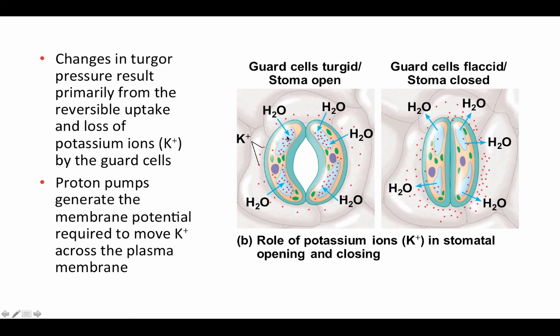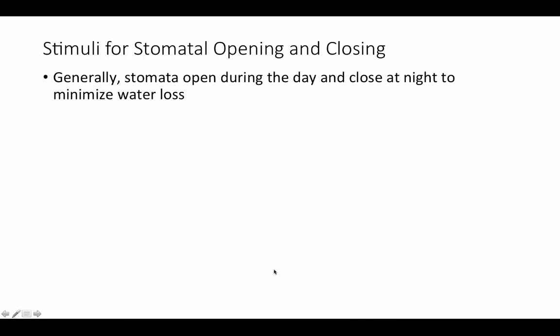Water is going to follow by osmosis because that's going to increase the solute potential inside those cells, causing those cells to become turgid. When that voltage is balanced, potassium ions are going to tend to move out of the cell along their concentration gradient, and again, water will follow by osmosis, and then these cells will become flaccid, closing off the stomata. So what causes these stomata to open and close?